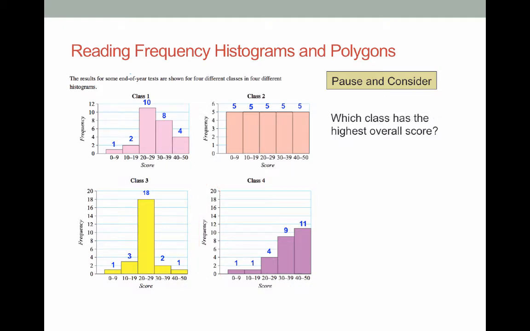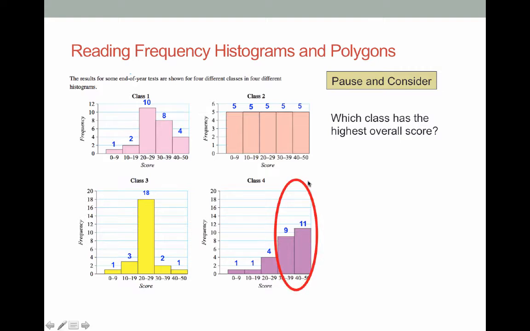Next question. Which class has the highest overall score? Pause and consider your answer by looking at the graphs. Okay. We want to work out what the highest overall score is, but we don't have individual scores in order to work it out, so we have to work it out by the groups that they give us in the classes.